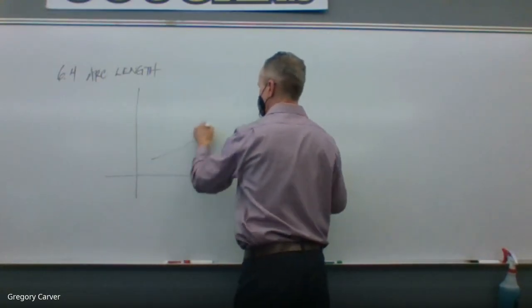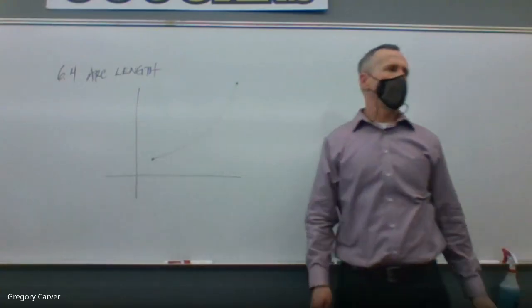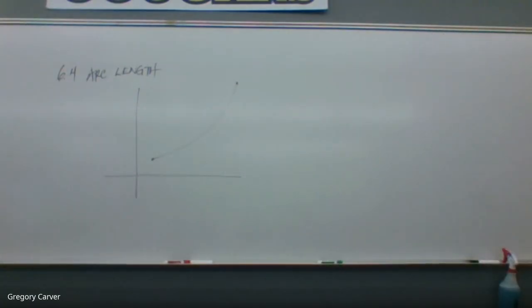Got f of x going from here to here. And we were like, hey, how would you estimate that arc length? And you were like, oh, easy, distance formula, right? In fact, you could just find the distance formula between the two endpoints, and that would be somewhat of a ballpark estimate, right? But not super great. And then what'd you do to get a better estimate?